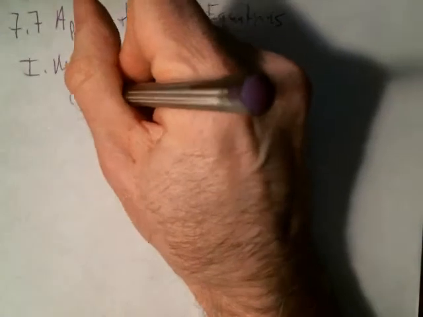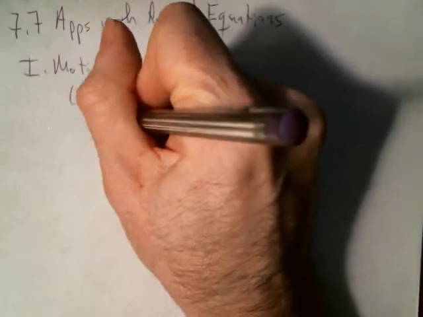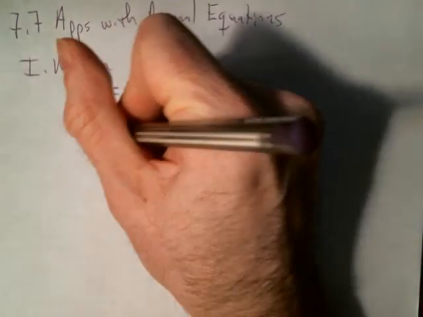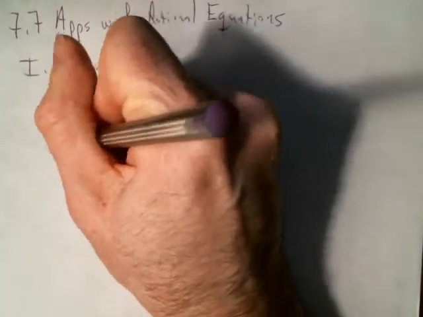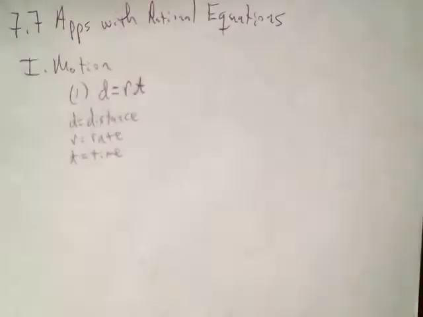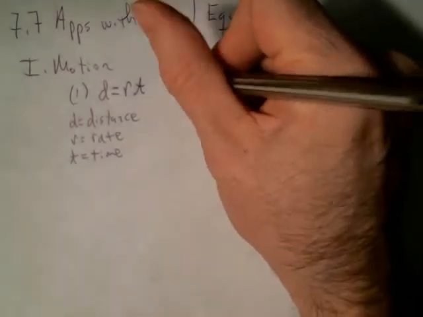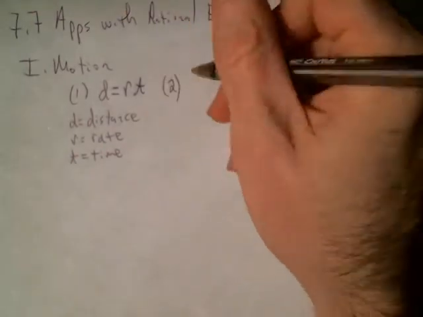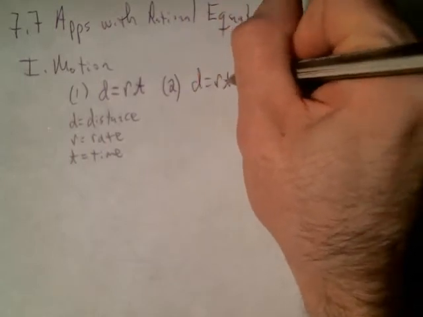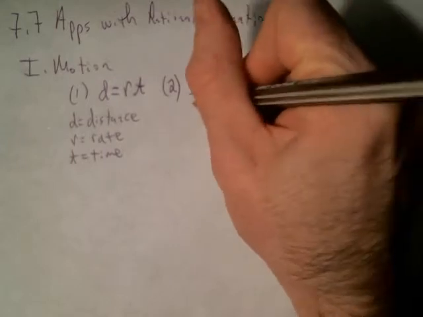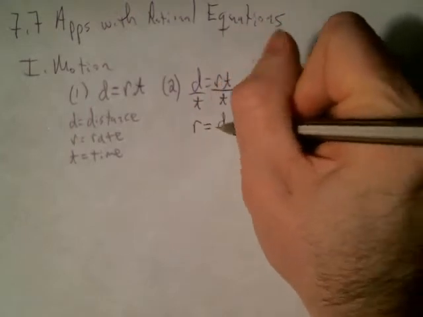The formula associated with motion is d equals r times t. d is distance, r is for rate, and t is for time. You could also write this equation in two other ways. If you solve for r, you divide both sides by t, and you have an equation for rate: rate equals distance divided by time.